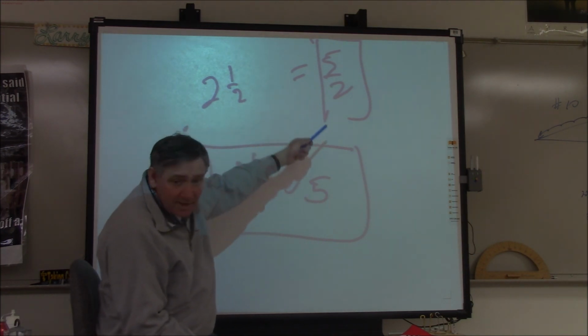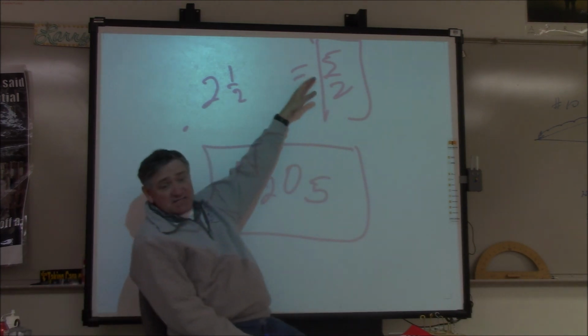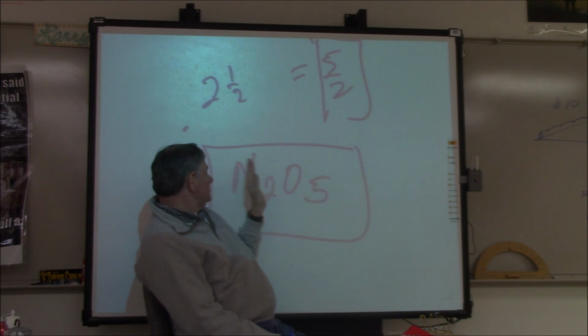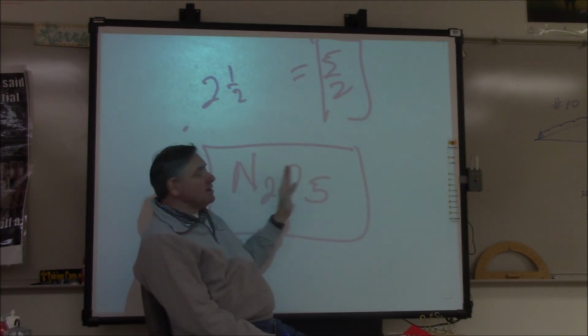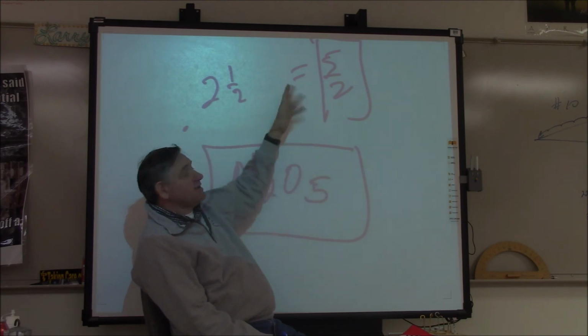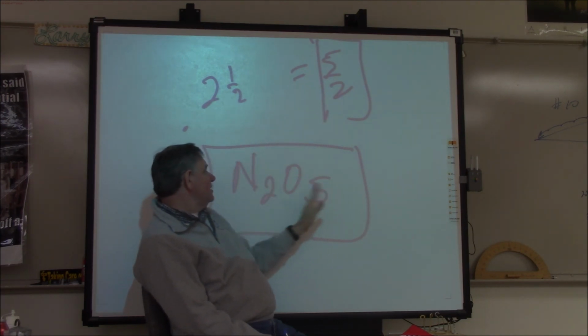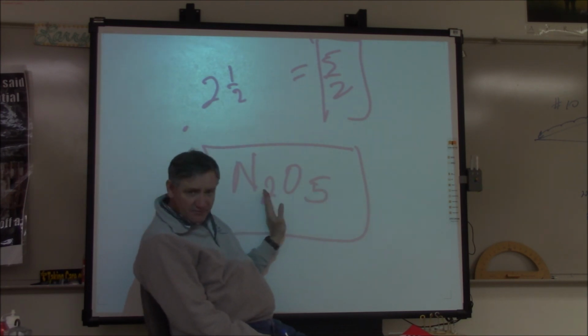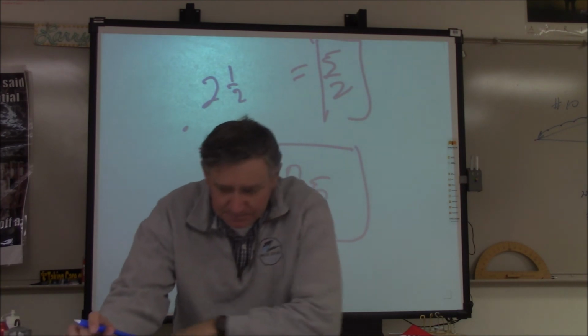If that had been 1.5, it'd be N2O3. Now, if this worked out to be exactly 2, then it would just be NO2. If it had been 3, it would have been NO3. But because it was a fraction, that's why I changed it to an improper fraction. Here's my ratio of 5 to 2. Okay. Last problem, and then we're done.